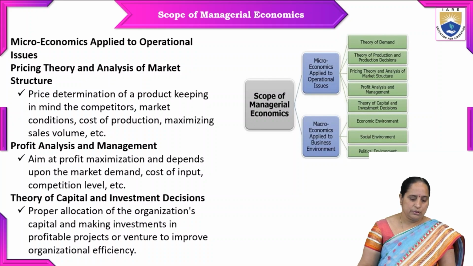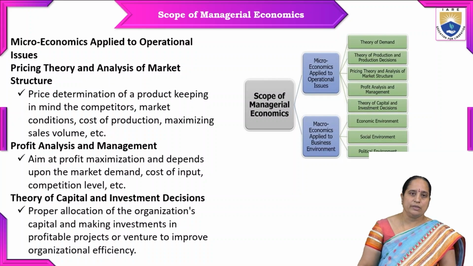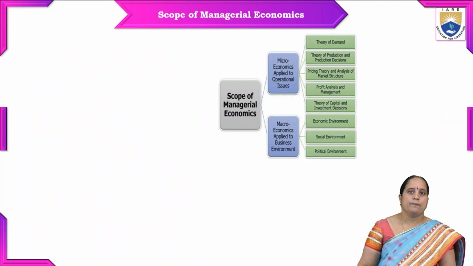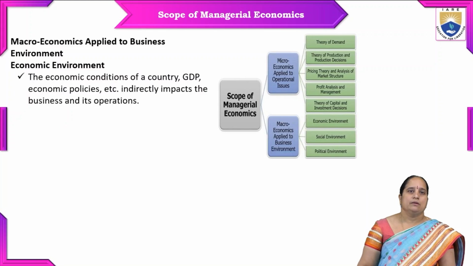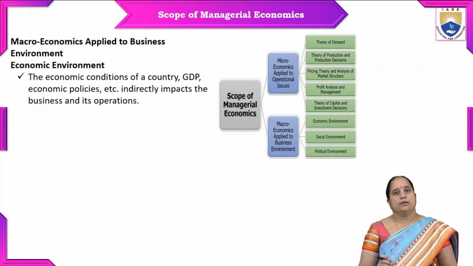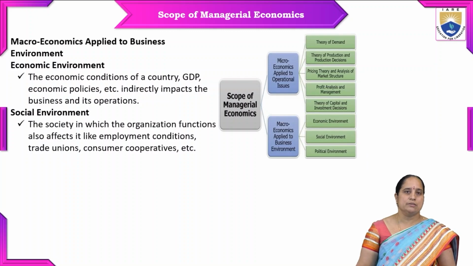Here we discuss the proper allocation of the organization's capital and how to make decisions related to investment in profitable projects in the organization, and how to improve the overall efficiency. And macroeconomics applied to the business environment, discussing the economic environment. Coming to the economic environment, the economic conditions of a country, GDP, economic policies, etc., indirectly impact the business and its operations. And social environment also influences the business.